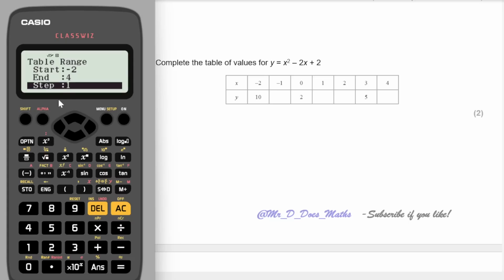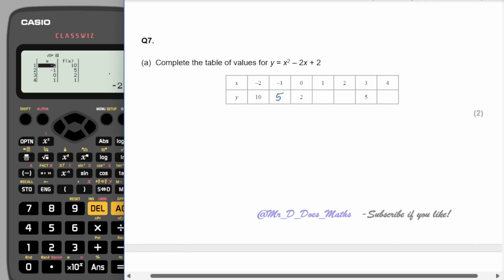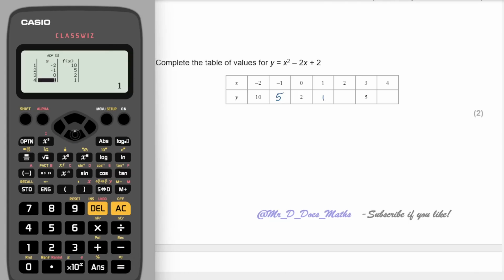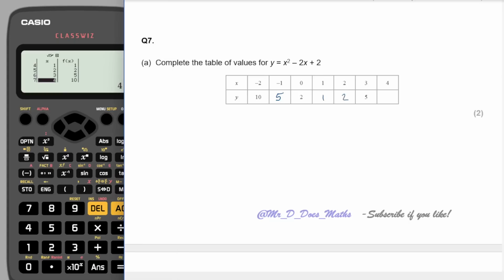And I want to go in steps of 1, so that means that's the jump between numbers. And then it will automatically fill my table in for me, and we can check the two values that are shown, -2 and 10, which correspond to the top row, 0, 2, which corresponds to the third row. So -1 and 5, and then we've got 1 and 1, and then I use the replay button on my calculator just to go down my table to cover my other values. So we went 2 and 2, and then 4 and 10.